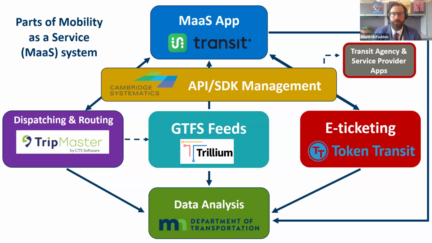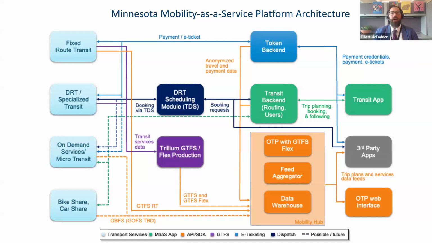demand response services. This is a little bit more detailed schematic to show you how data flows from the left-hand side from the transit agencies and other service providers into the orange box, which is our mobility hub. And that is the main core of our platform that Cambridge operates for us. It has three components: data warehouse. So that's historic data that's coming off of the platform. A feed aggregator, so all of those different transit providers and other kinds of providers give us that information, or we help them produce information that goes into a single feed.